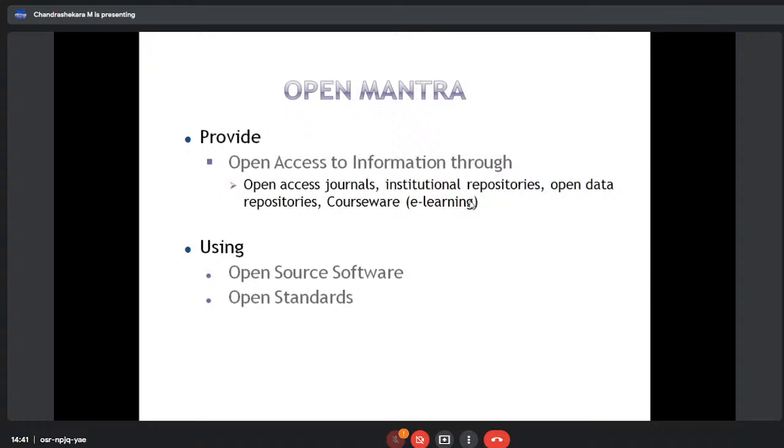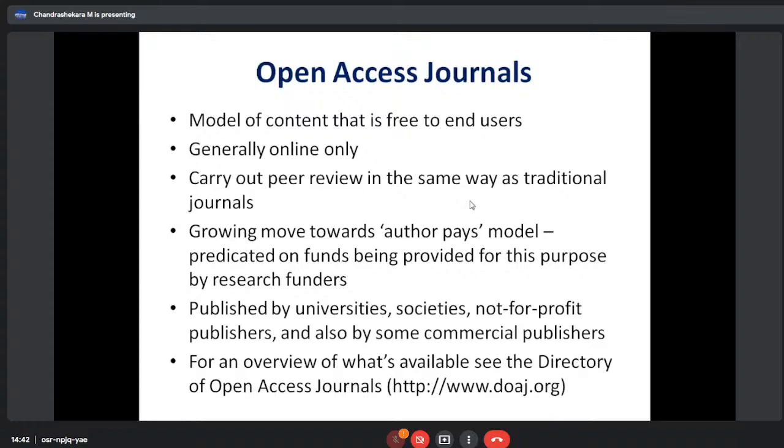Courseware means e-learning. It's a very good topic, because of open educational resources. I did many classes on that. So this is e-learning, and while developing it, what do we have to use? We have to use open source software and open standards. Journals I have to read.